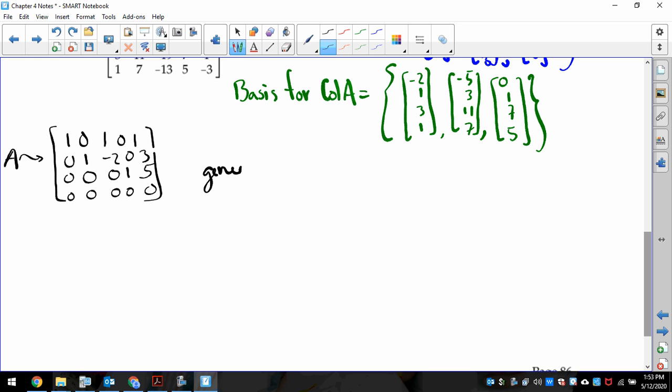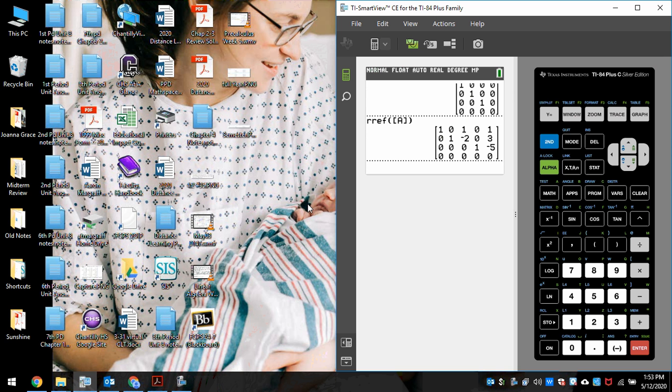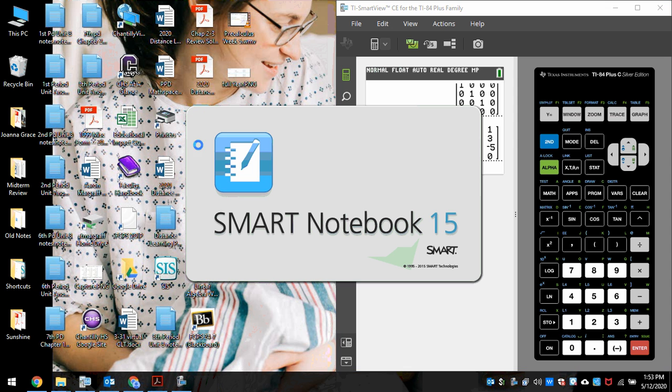So the general solution, we'll write it like this. I've lost my cursor again. I'm going to have to restart it. It's kind of a pain. Every time I lose my cursor, I've got to restart just because I can't tell where I'm writing.